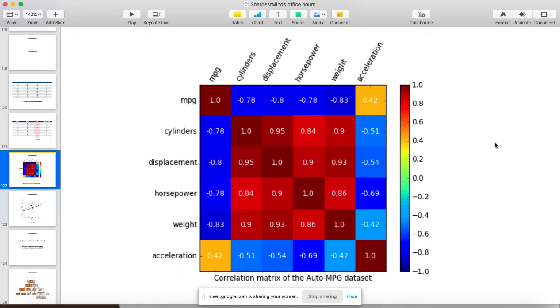So that's one way to decide to ditch a feature: if the correlation coefficient, the linear correlation between those two features, is very close to 1. There's a continuum there. The closer you are to that perfect straight line correlation, the more redundant those features are. Okay, so that's one aspect.